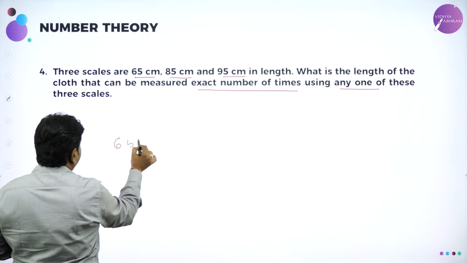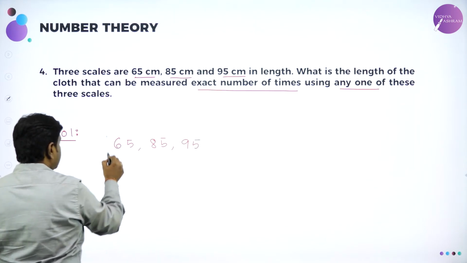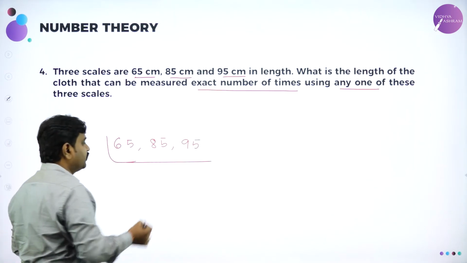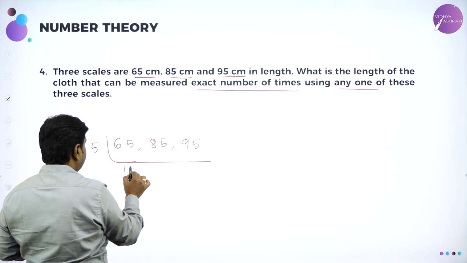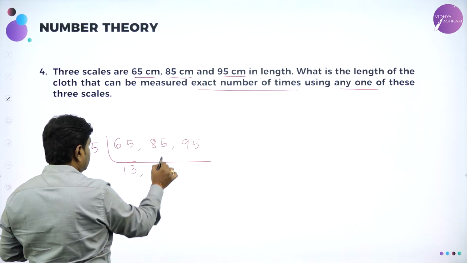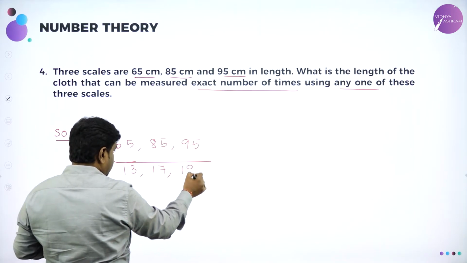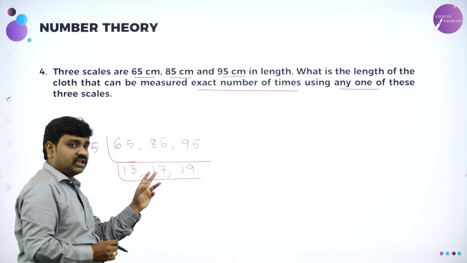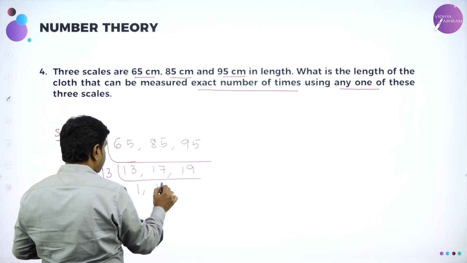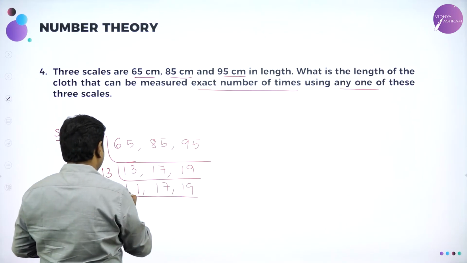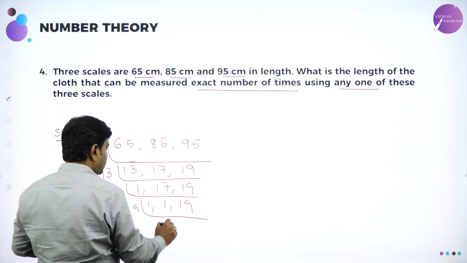They give 65, 85, 95. We'll do LCM. All of you know how to find LCM. Better division method. All are divisible by 5. I'll try with 5. 5 13s are 65, 5 17s are 85, 5 19s are 95. Now all the numbers 13, 17, 19 are prime numbers. So 13 1s are 13, 17, 19, then 17 1s are 17, 19, then 19 1s are 19. If it is not divisible, carry as it is.